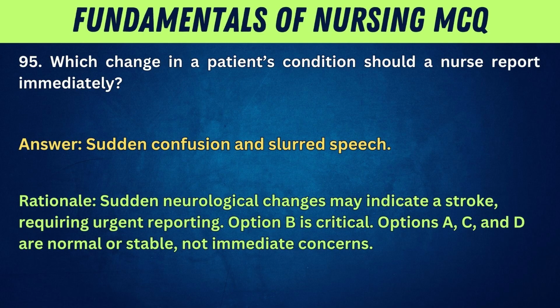Answer: sudden confusion and slurred speech. Rationale: sudden neurological changes may indicate a stroke, requiring urgent reporting. Option B is critical. Options A, C, and D are normal or stable, not immediate concerns.